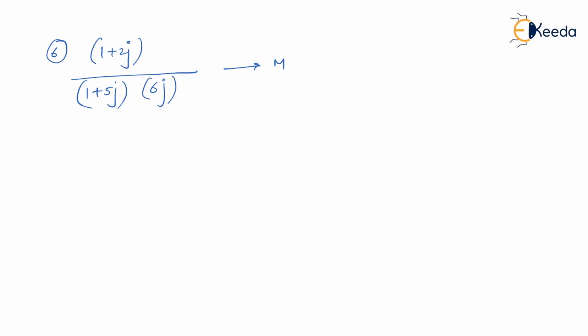So let me go for the sixth one. Suppose I want to get this converted into magnitude phase form. Then, as I said, for magnitude you simply take the magnitude of the numerator and denominator. So it is the magnitude of 1 plus 2j, the magnitude of 1 plus 5j, then the magnitude of 6j.